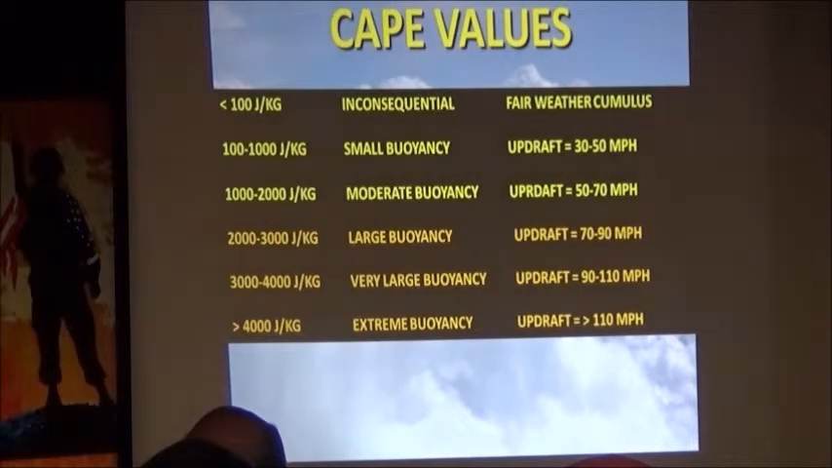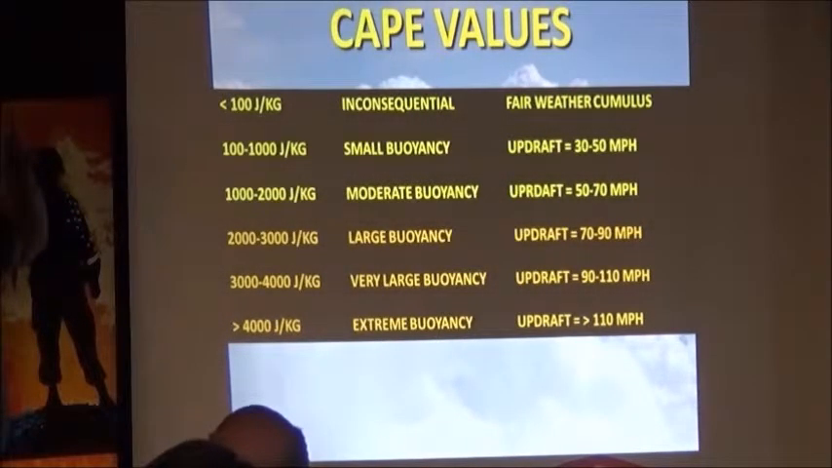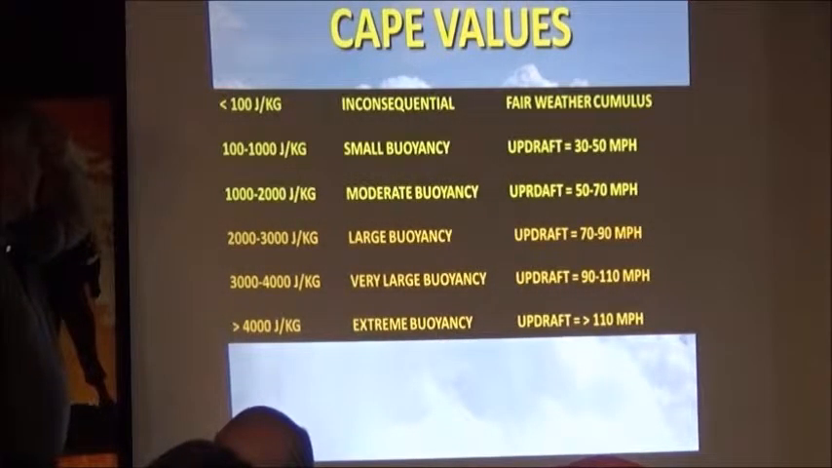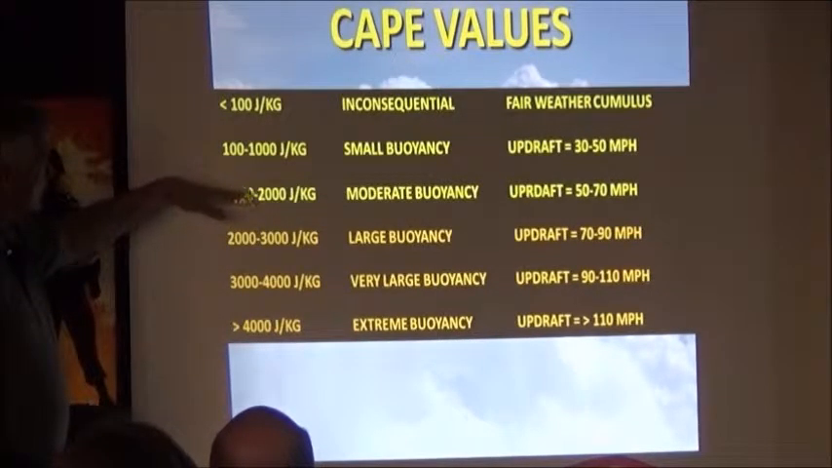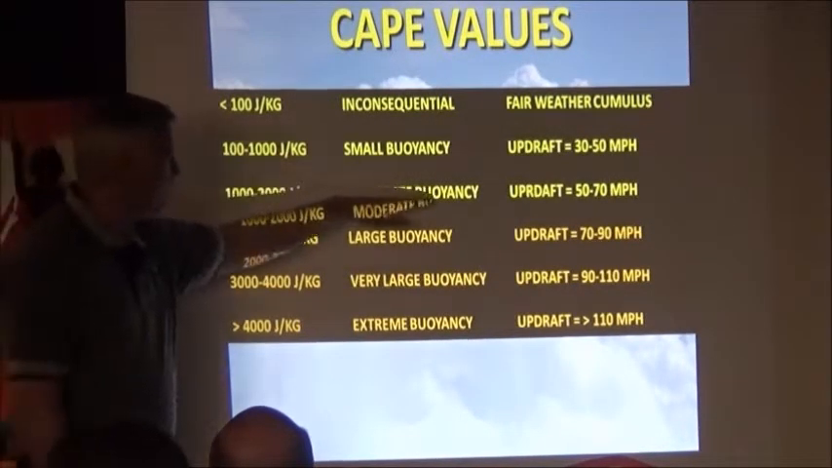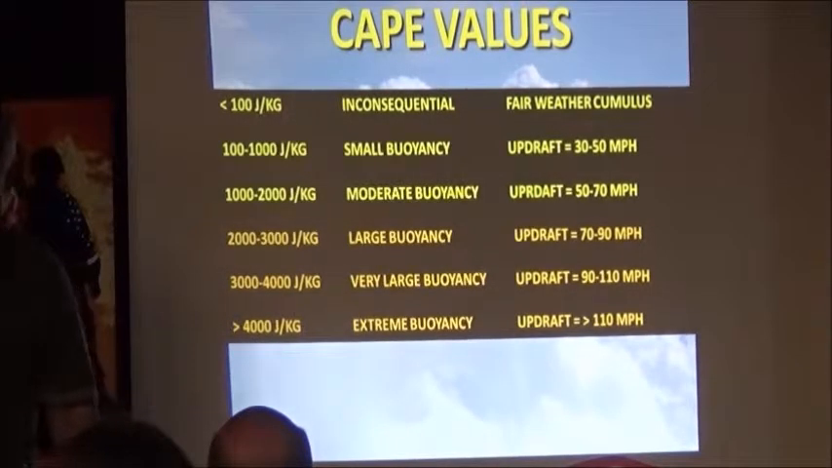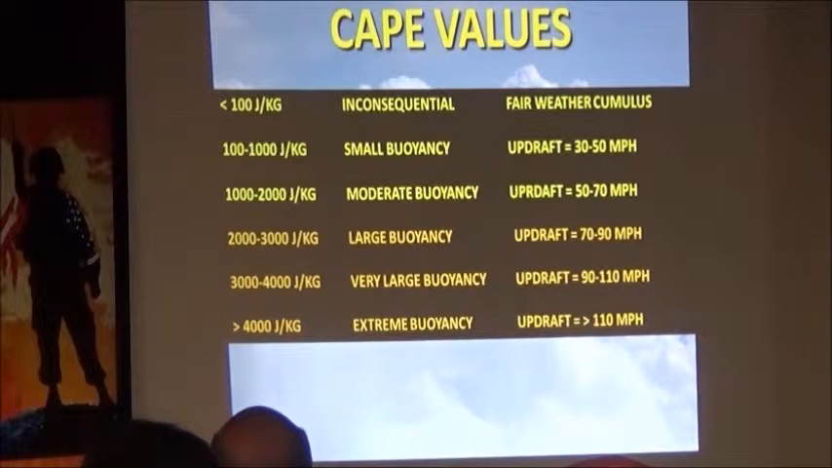And here are the numbers. These are the CAPE values, that little yellow chart you have there. It's on there. But like 1,000 to 2,000 is considered moderate buoyancy. That could produce a storm updraft of about 50 to 70 miles an hour on average with a CAPE of that value. So it's kind of fun because we can measure this.